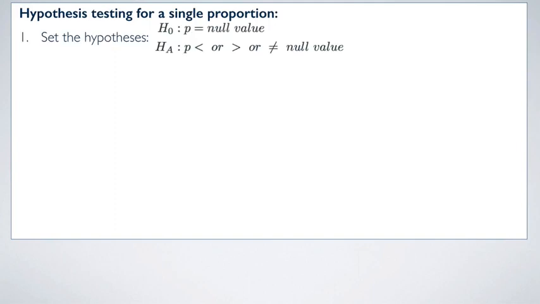In this case, our unknown population parameter is denoted with p as opposed to mu for means. So our null hypothesis sets that p equal to some null value, and our alternative hypothesis says that p can be less than, greater than, or not equal to that null value. Next, we calculate our point estimate. In this case, that's a sample proportion, a p hat. Then we check our conditions.